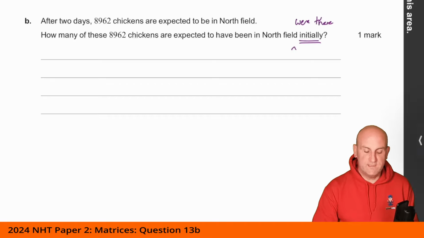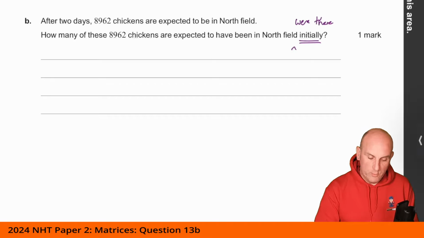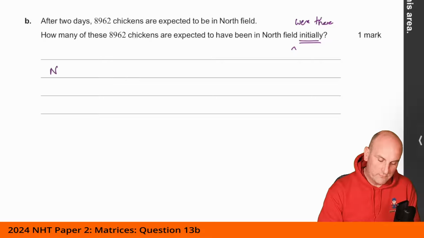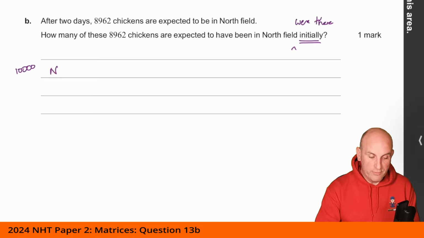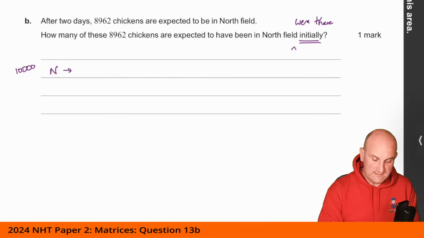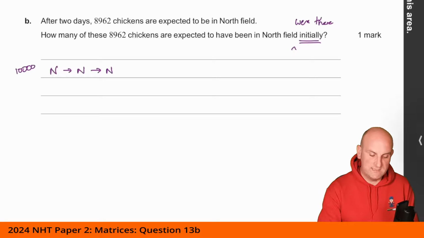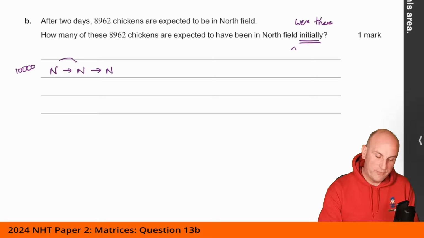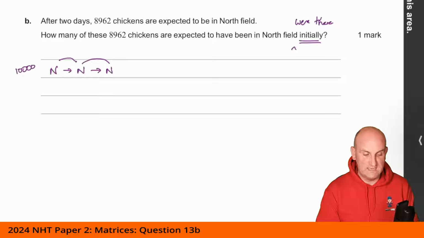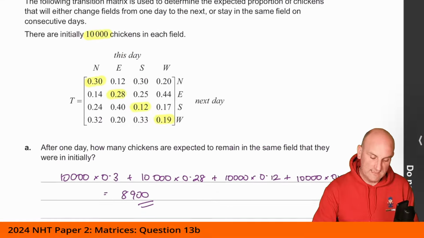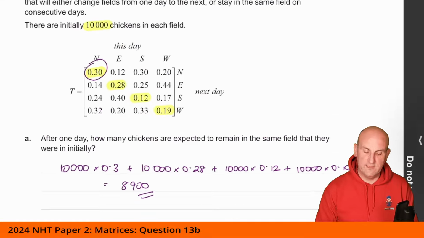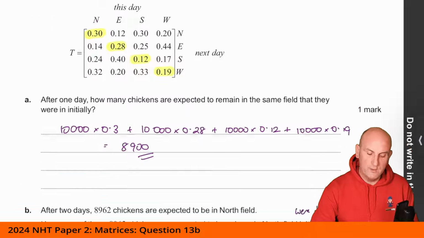All right, so first things first, in the North Field. If we look at the North Field, we started with 10,000 chickens. 30% of those stayed in the North Field after day 1, and another 30% stayed in the North Field. So 30% of these stayed, and 30% of those stayed, because that's what our transition matrix said. That's what that means: 30% of chickens that started in North will stay in North.